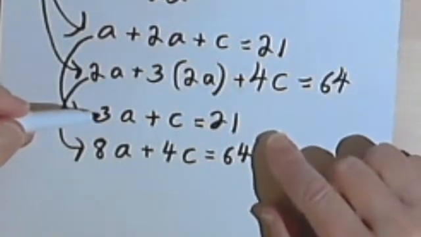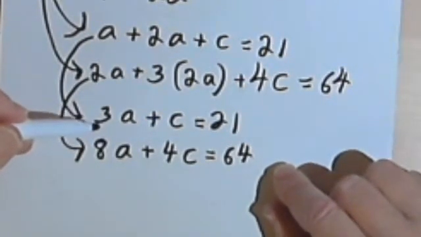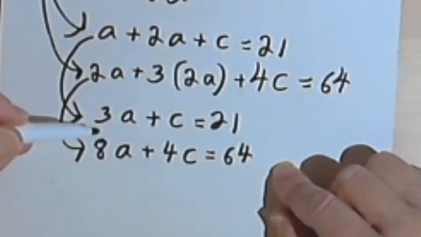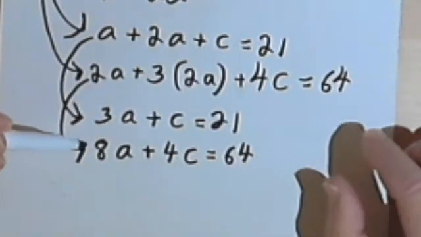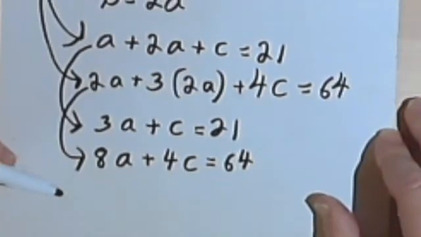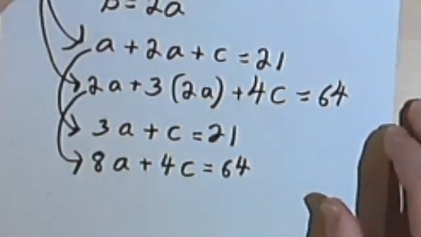I'm going to solve these for one unknown, and then I'll continue the way I normally do with a 3x3 system of equations, finding out what the values are for each of my variables. Okay, so that's all there is to it.